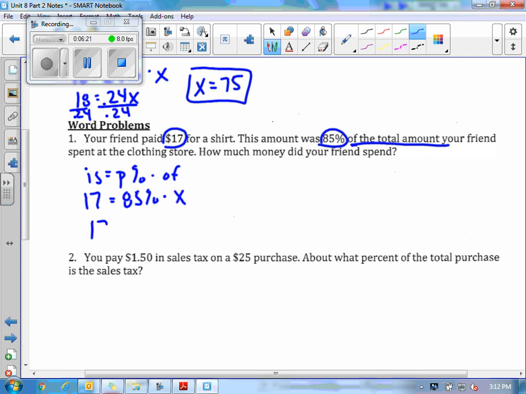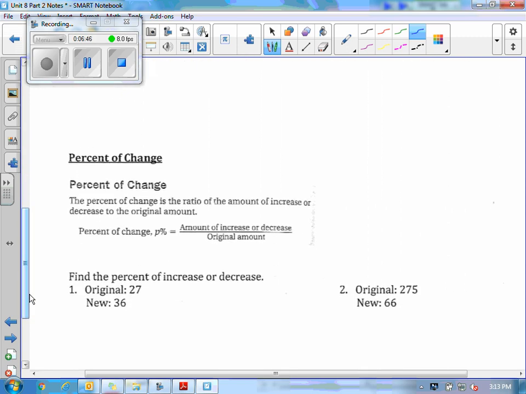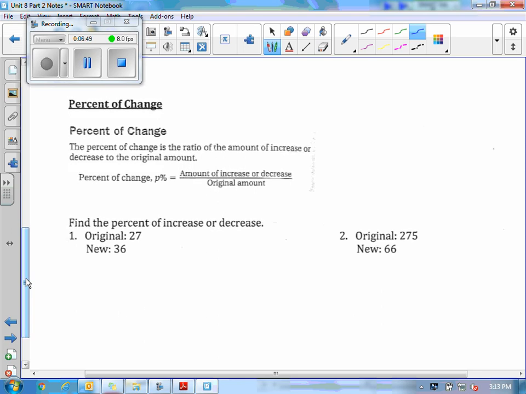So I'll rewrite this: 17 equals 0.85x, and to solve, I divide both sides by 0.85. Again, I'm dividing by a number less than 1, so my new number should actually be bigger, and in this case, it'll be 20. So you spent 17 on the shirt, which was 85% of the 20 total. Again, try number 2. Ask questions if you get stuck.